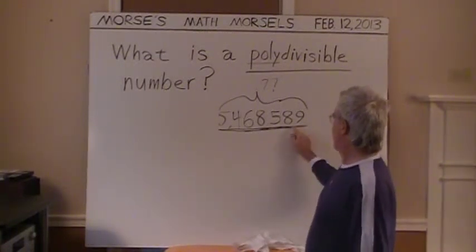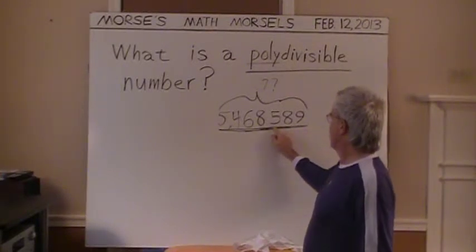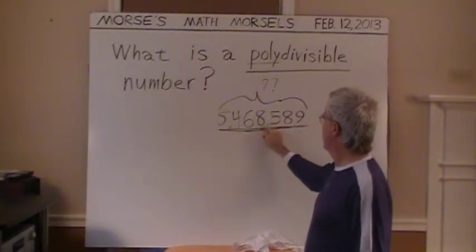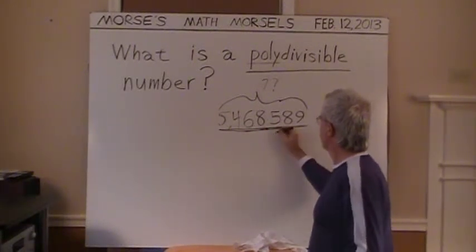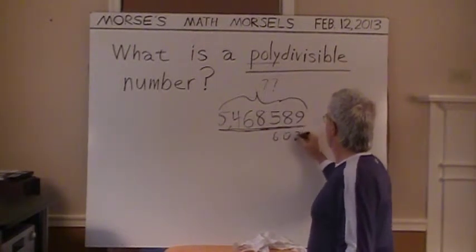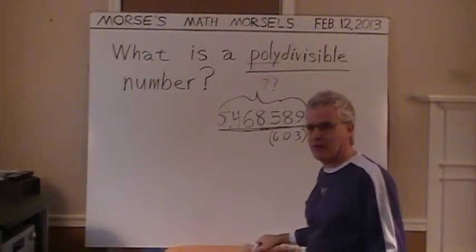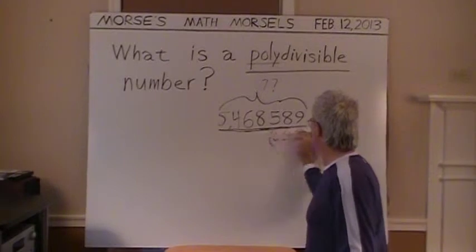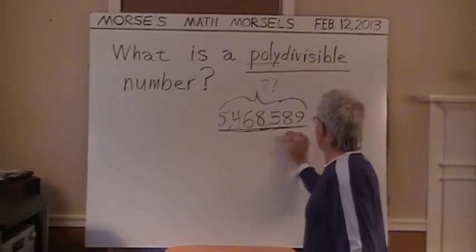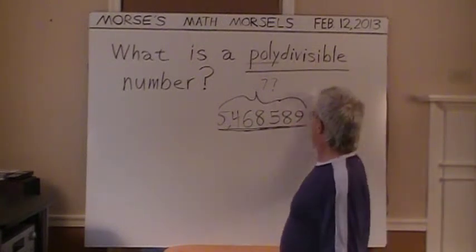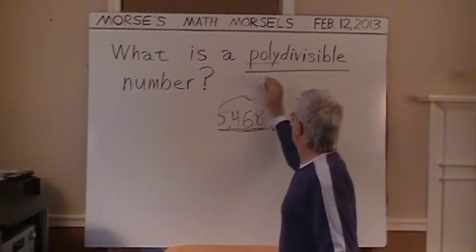Same if I added 14 to this number, these last 3 digits would become 603, and 54686 is not a multiple of 5 if I were to keep adding 7s. So we can't have carries over into other digit places. So that's a little introduction to polydivisibility so far. I'm going to do one more example.